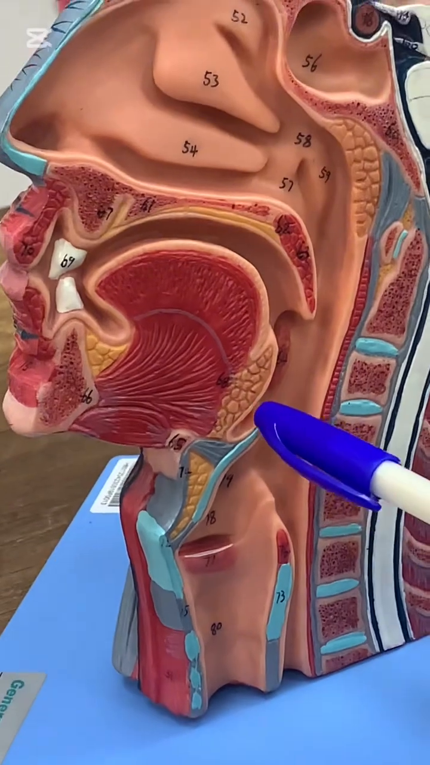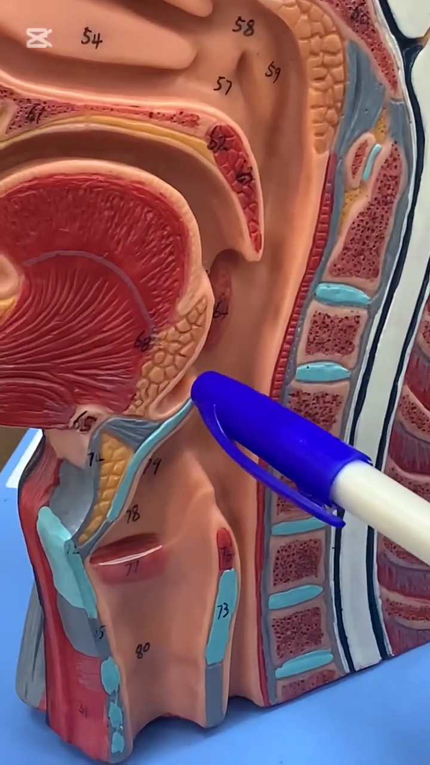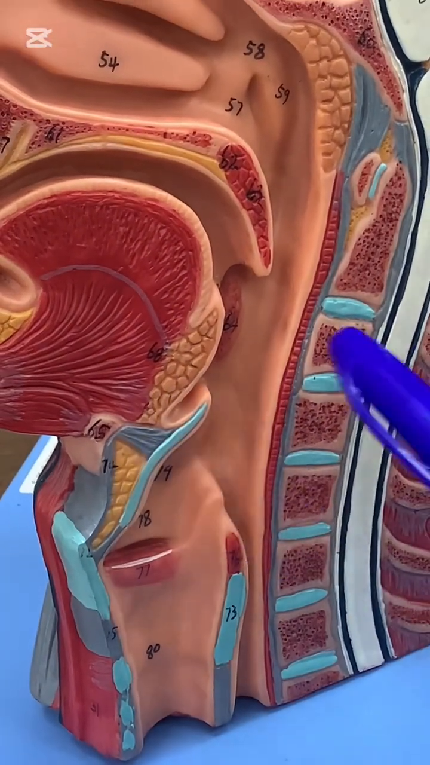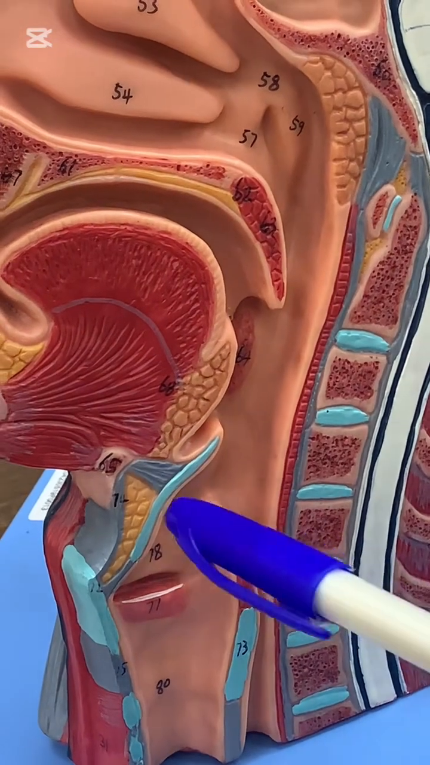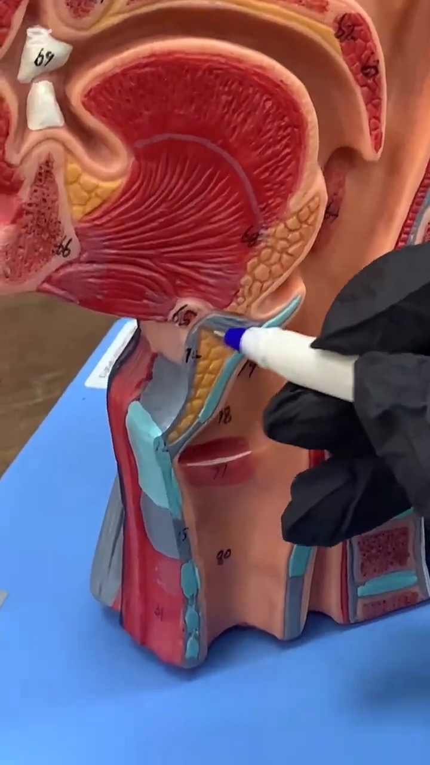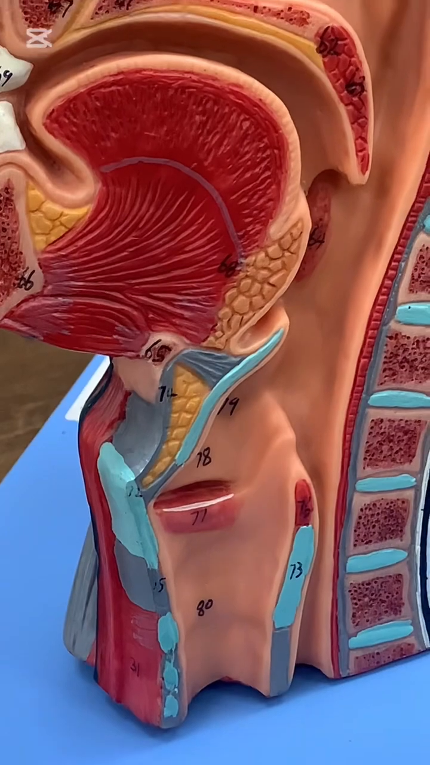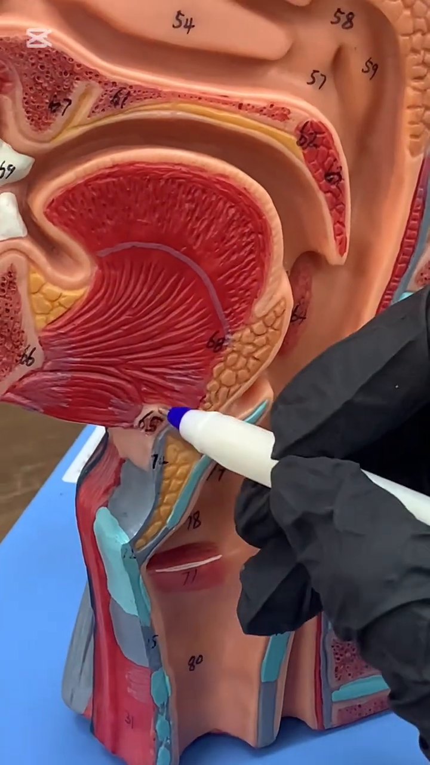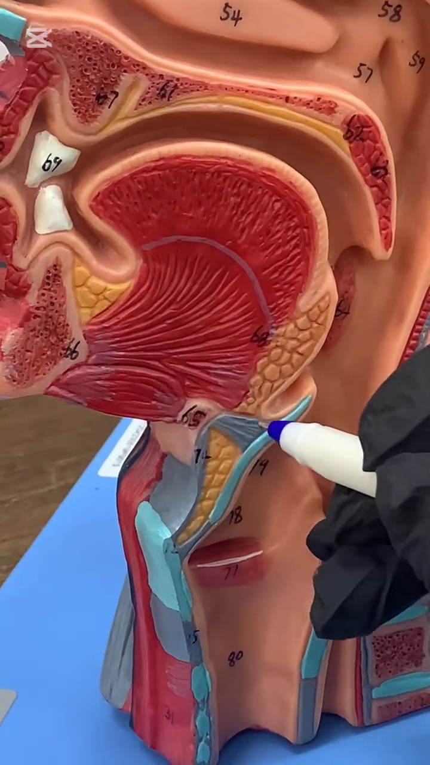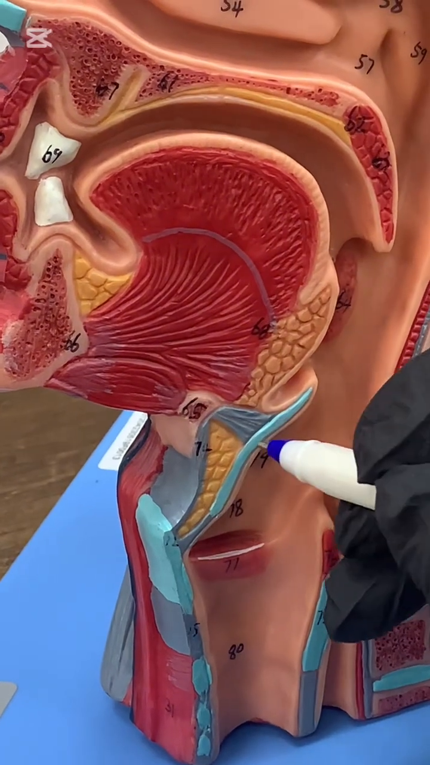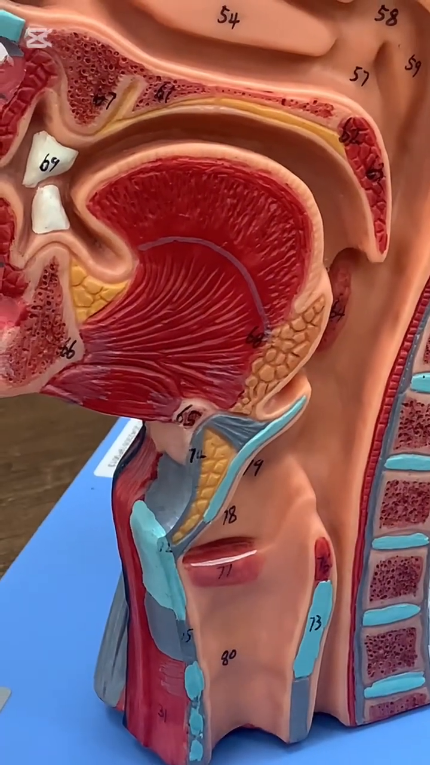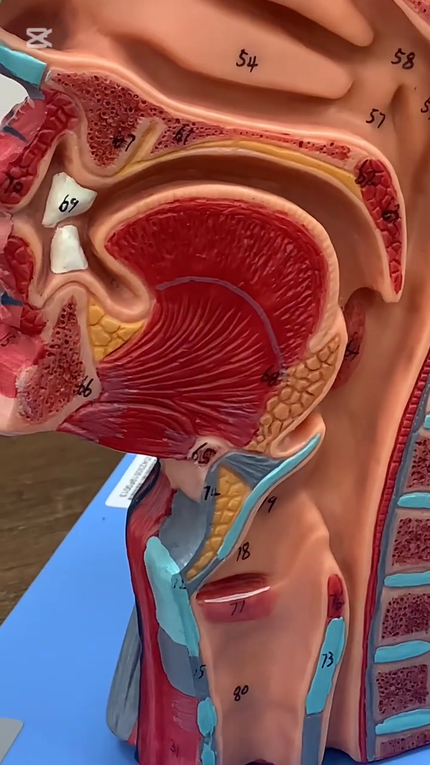We have the epiglottis, which consists of the epiglottic cartilage and the hyoepiglottic ligament. This hyoepiglottic ligament is very important, and it connects to the hyoid bone. This piece is the hyoid bone, this is the hyoepiglottic ligament, and this is the epiglottic cartilage. We have a very, very important clinical point here.